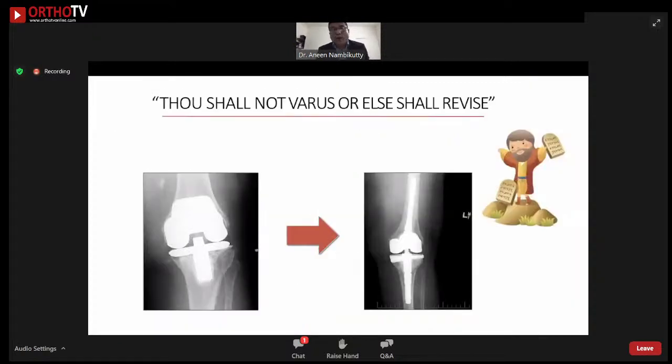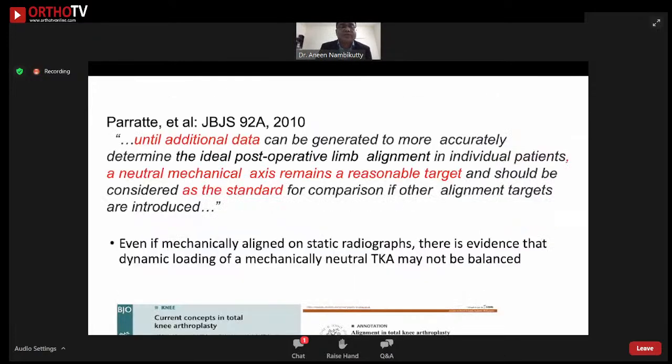Thou shall not varus, or else shall revise. So if you put an implant in varus, it's destined to fail and you will have to revise it. Parrott et al. in 2010 said, until additional data, a neutral mechanical axis remains a reasonable target and is considered the standard.